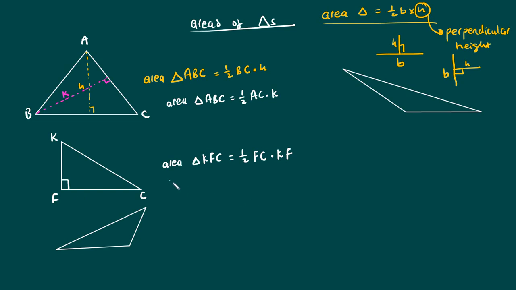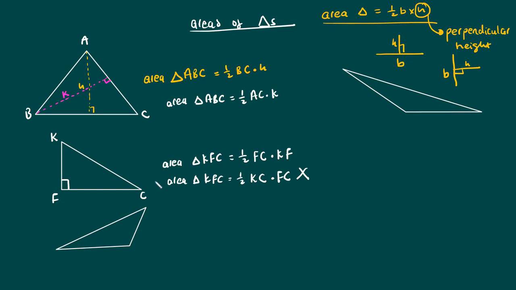Would it be correct for me to say the area of triangle KFC is half KC times FC? Would it be correct? If I am saying KC is my base, is it true that FC is the perpendicular height? FC is not perpendicular to KC, so this is very much wrong.